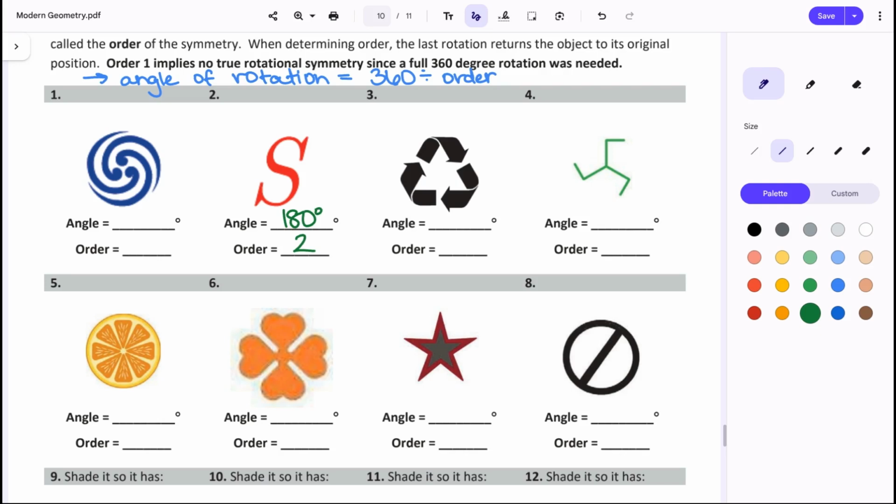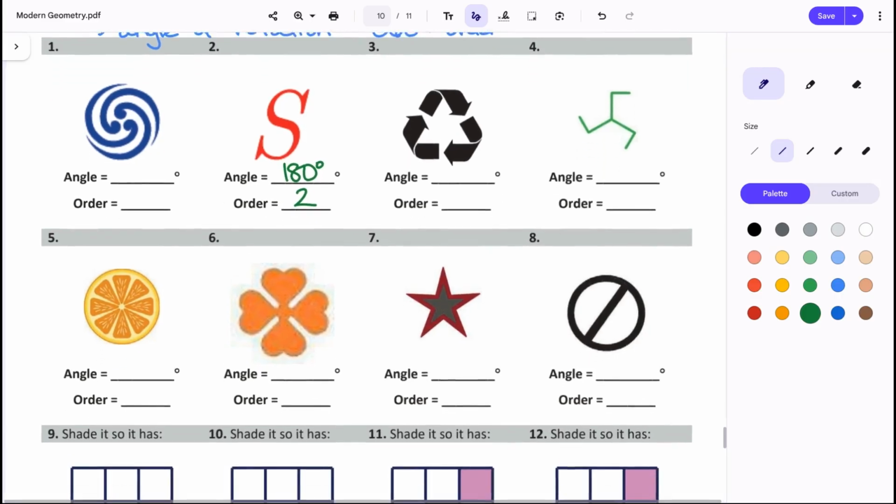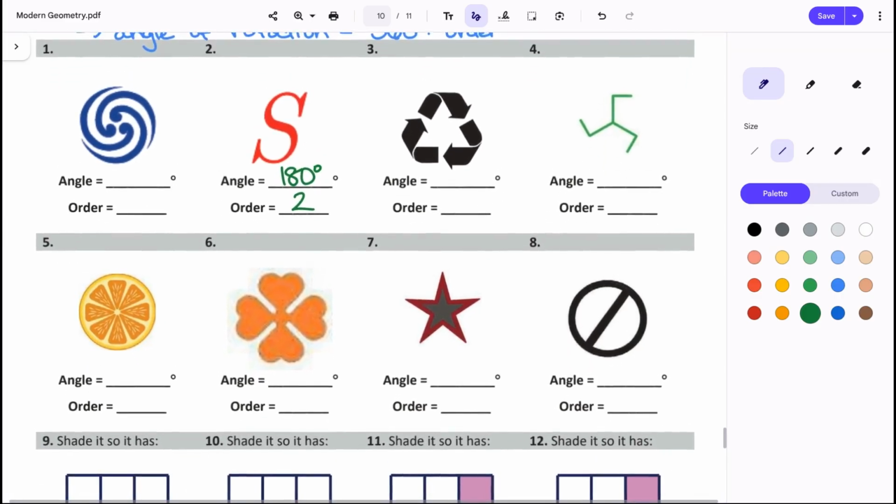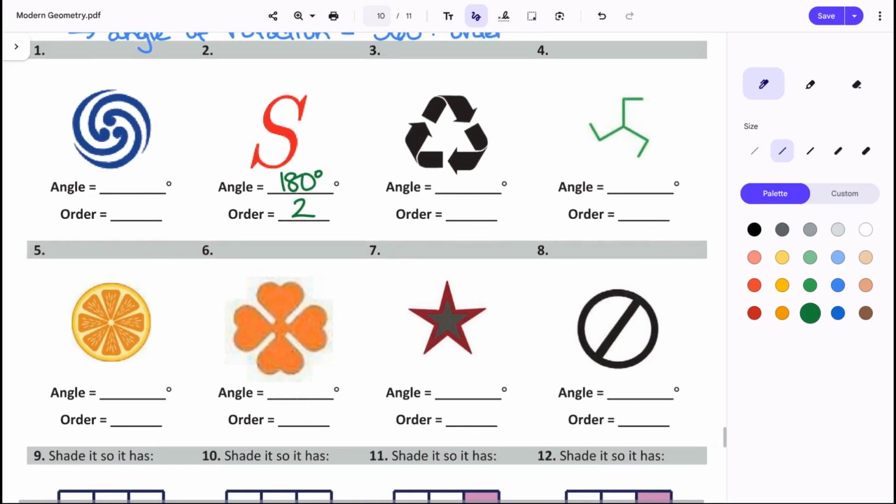Okay, let's do one more. Let's jump right down to number 6, right underneath it there. Any idea what the order might be for that one? 4, okay, because each of these, I don't know what you want to call those, they look kind of like a clover, but each of those little parts, if you just turn it on its side, it should match. So order is 4, so your angle would be 90. Good. Okay, you guys take a minute here and do the rest in that chunk.